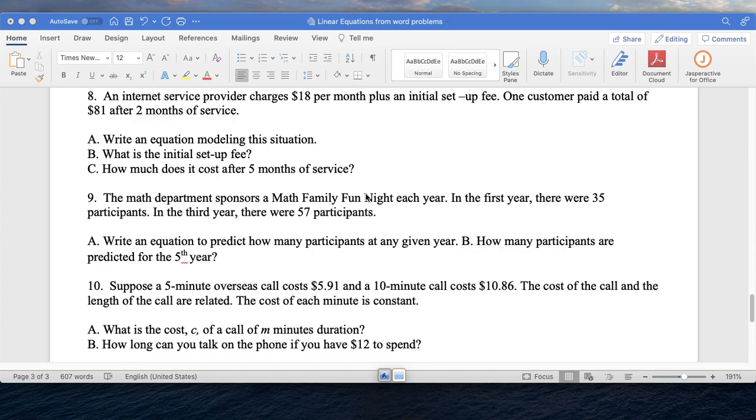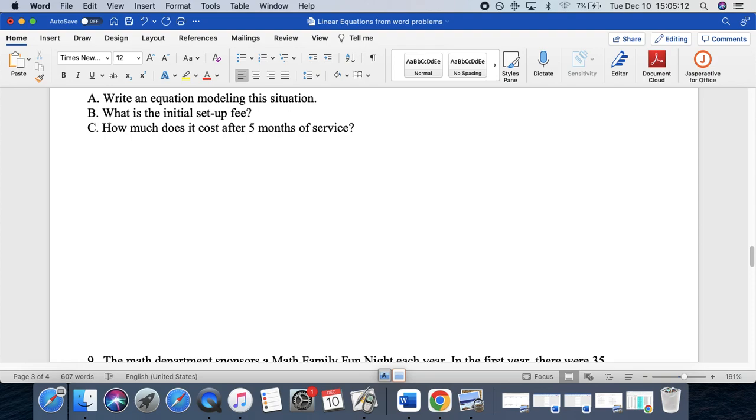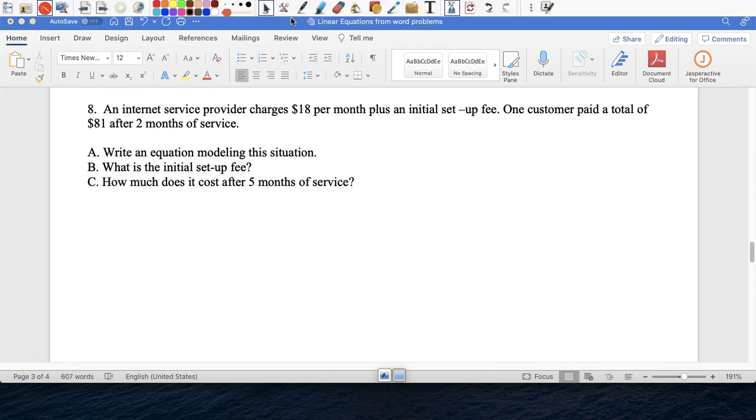What is this, 8? Why is 8 so long? 8 is an internet service. So again, it charges $18 per month plus an initial setup fee. One customer paid a total of $81 after 2 months of service. So here's what they're saying. They're saying that y, the total cost, is 18 per month times x plus some initial fee. That's what the first sentence says.